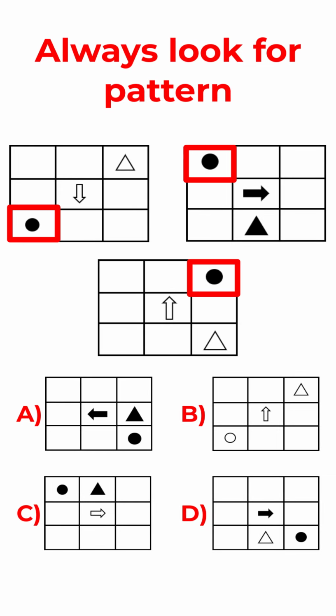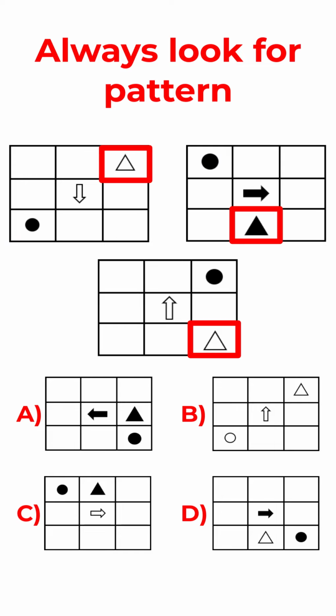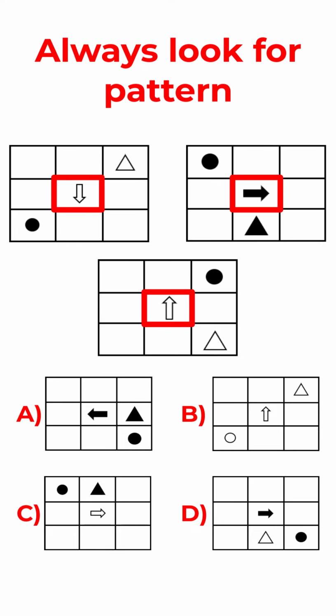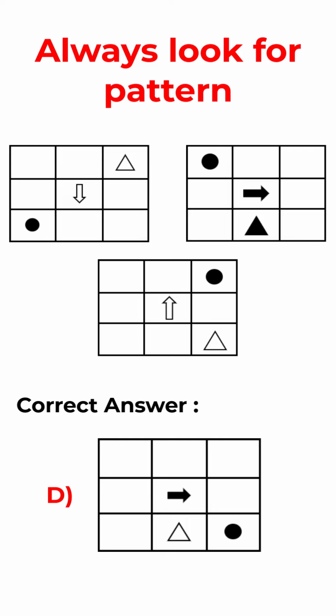Circle, for example, changes places, but always remains black and always filled with color. Triangle changes places in the matrix, but changes from filled with black color to non-filled with black border. An arrow rotates counterclockwise, changes places in the matrix, but changes from filled with black color to non-filled with black border. So the correct choice here is choice D.